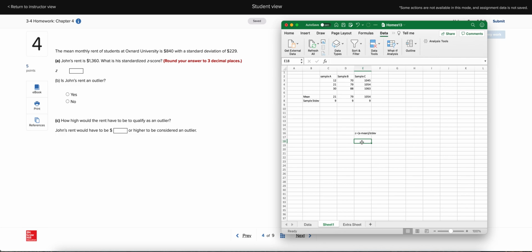So again, I put equals in Excel, parentheses, x is what we're looking for. So John's rent is 1360. I'm going to subtract the mean, which is 840. And I put that in parentheses because I want to do that step first. And then I divide by the standard deviation. And I got a z-score of 2.2707. It wants 3 decimal places, so 2.271.